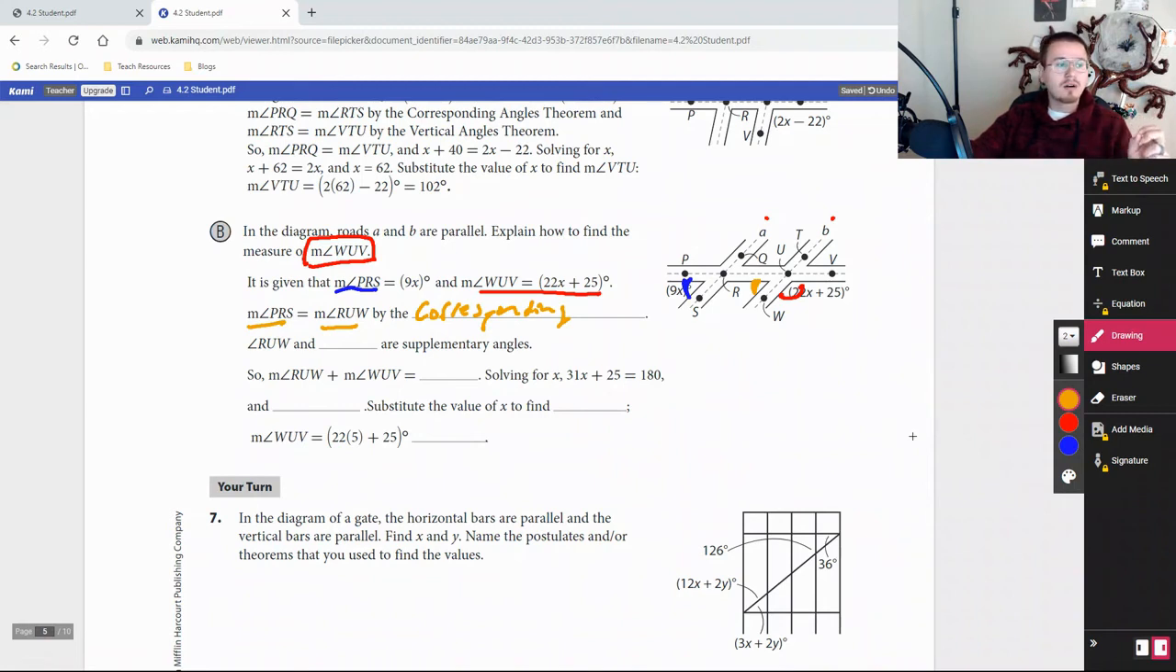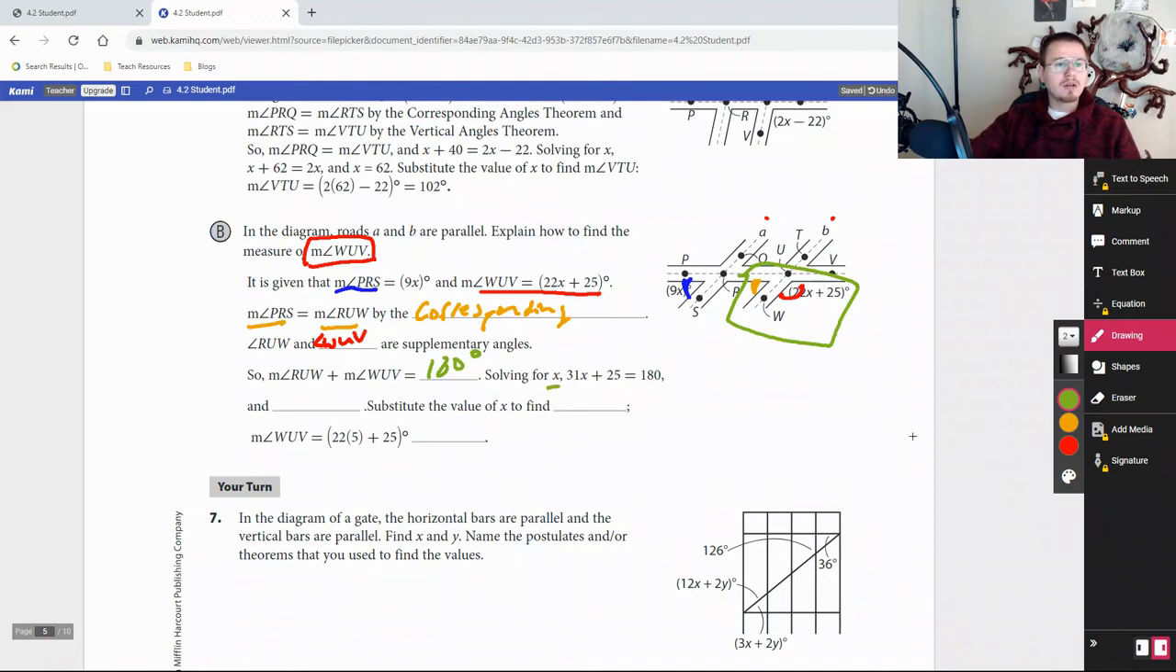So RUW and WUV, which is in red, I'm trying to keep my colors somewhat accurate, are supplementary angles, right? So we're looking, let's use green, we're looking here. That makes a linear pair, right? It'll be 180 degrees. So because of that, we can say that RUW plus WUV is 180 degrees. So if we solve for x, we add it up, right?